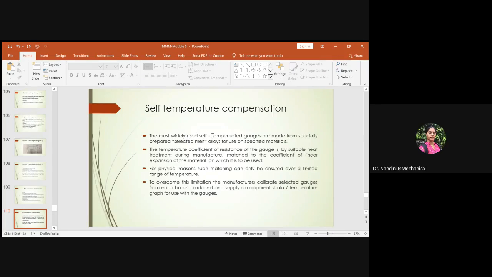So basically the most widely used self compensated gauges are made from specially prepared, selected melt alloys for use with specified materials. So there are beautiful tables available in order to select which type of alloy combination is needed for which type of strain gauges, based upon what your end application is. The well-defined table is there in the database, where people who want to select this type of strain gauges get the specifications and other details. So based on your requirement, you can select the combination of alloys to overcome the temperature compensation. It purely depends upon the specified materials that you are going to use. It cannot be common for all the materials.